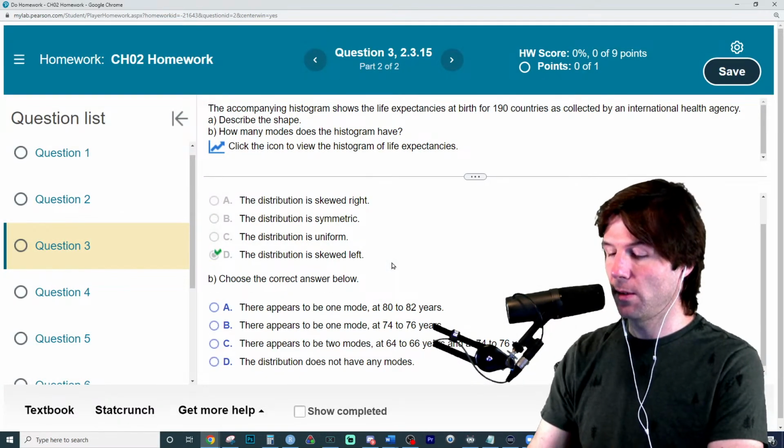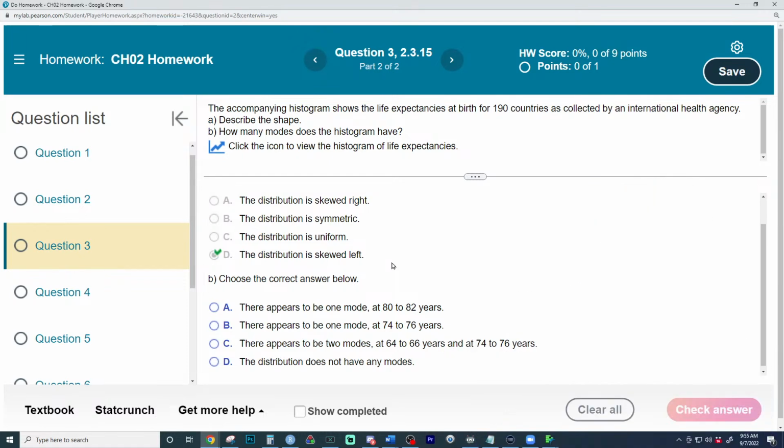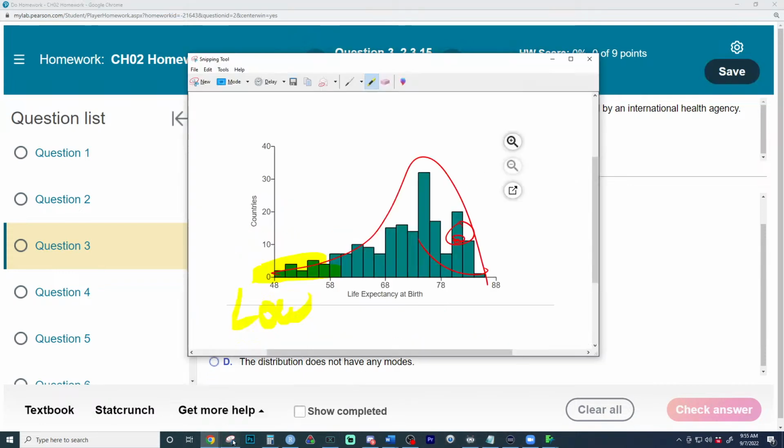Choose the correct one below. Okay, let's see. I think it's asking about the modality right here. There appears to be one mode. There appears to be 2 modes. That doesn't have any modes. Now, mode means most common area. So there's definitely a mode right here. And that mode is in the, there's breaks of 2. So that's the 74 through 76, because that's where this is right here, and that's where that is.